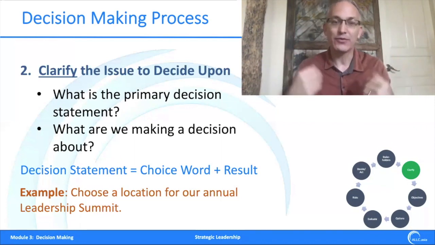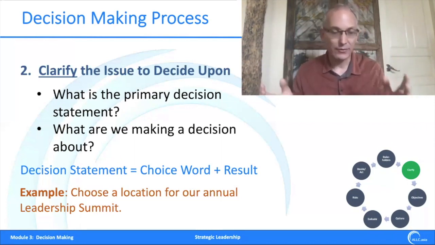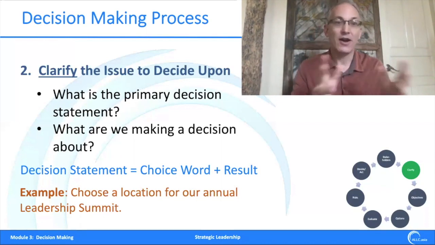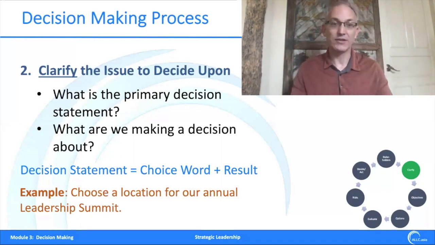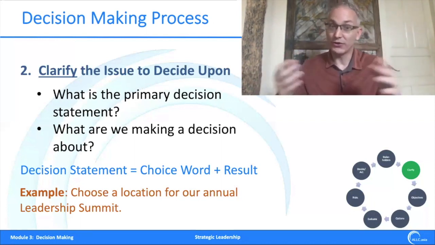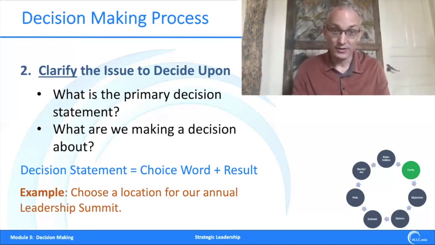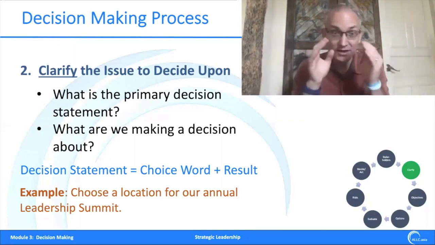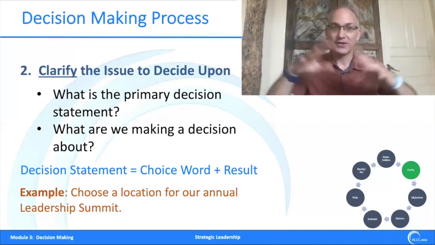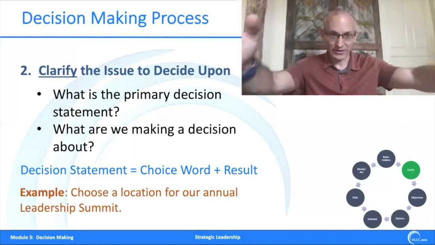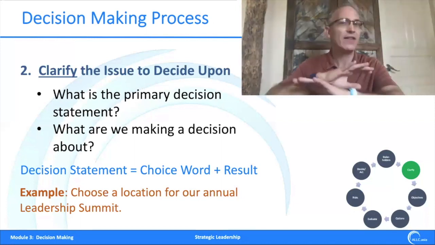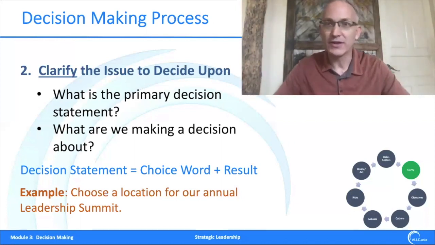So as an example for our ALLC, I remember I said we were trying to decide where our annual leadership summit should be every year. Our simple decision statement was to choose a location for our annual leadership summit. So our choice word was choose. Choose a location. The result was location. We want to know where to hold our annual leadership summit. So the very simple decision statement that we started with was we need to choose a location for our annual leadership summit. And then it was very clear how we were going to spend the rest of our time in talking through that decision.